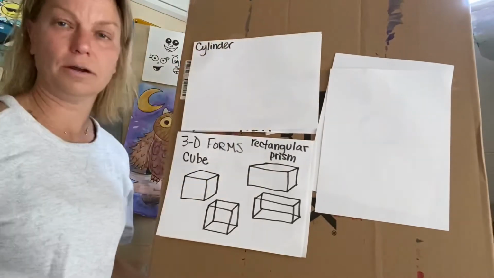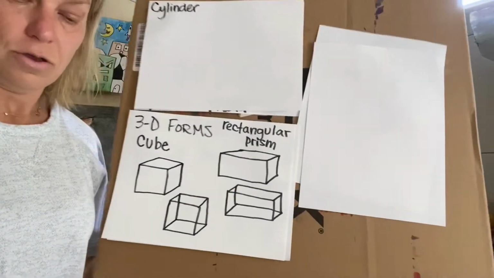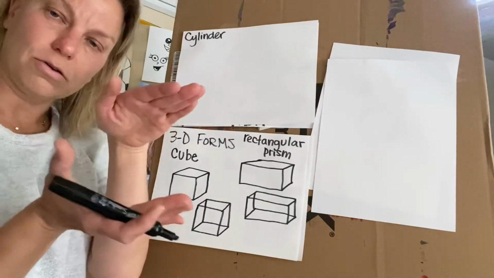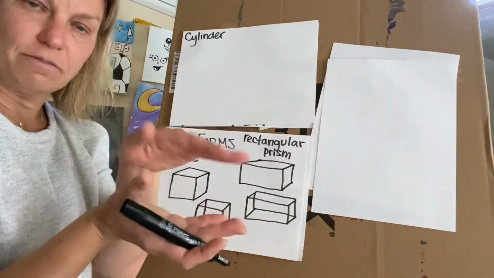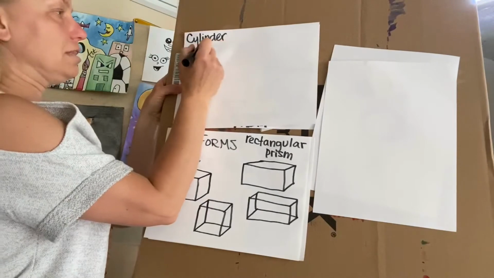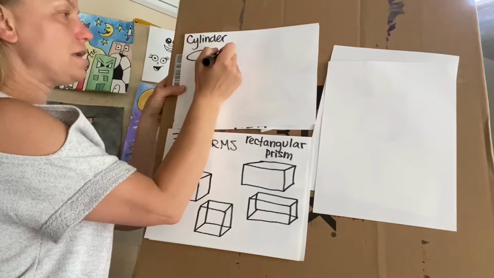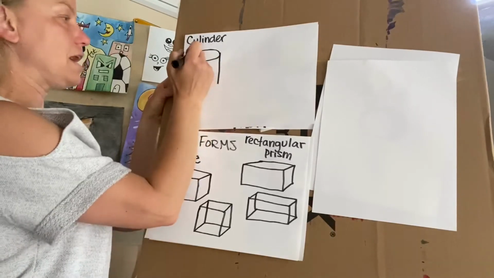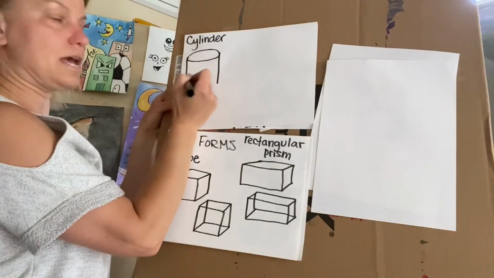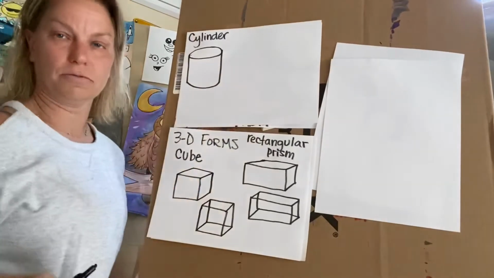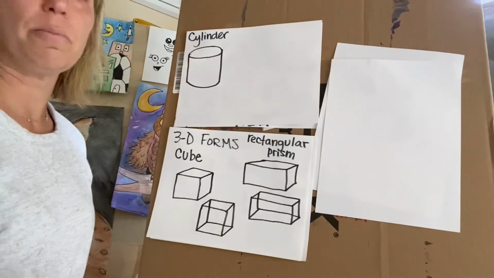C-Y-L-I-N-D-E-R. Now a cylinder is like a can. So a cylinder actually has a circle on the top. But when you're drawing a circle in that 3D form, it kind of flattens. So we're going to make it as an ellipse or an oval like this. And right at the end of the oval, I'm going to do a vertical line down, a vertical line down. And the bottom is curved because it's 3D. So that's an opaque cylinder.